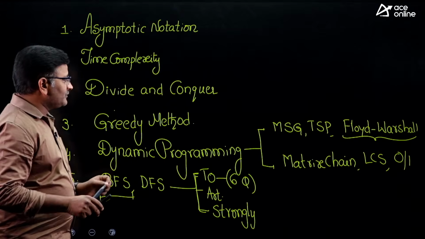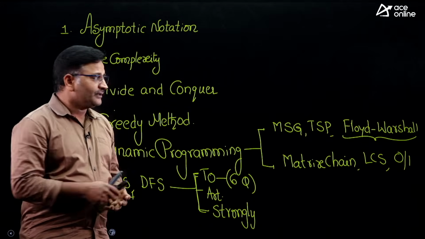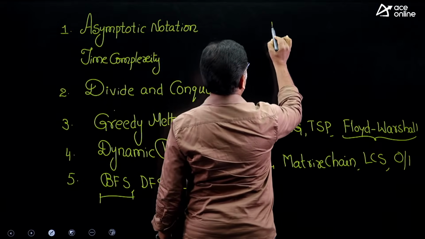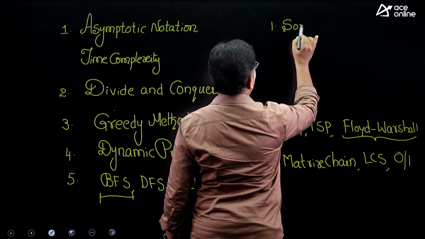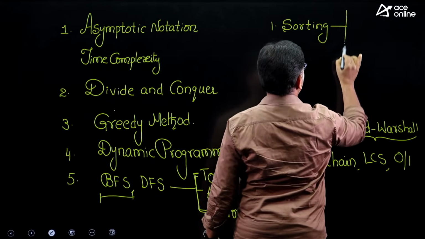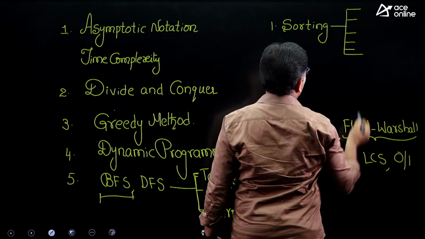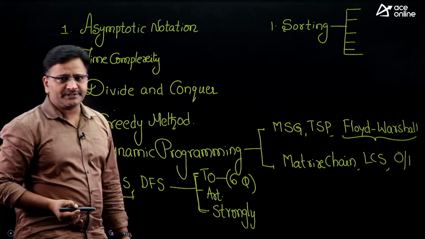I can say, suppose tomorrow is the GATE exam, then I would prefer only 3 topics, friends. The first topic is called sorting algorithms. Under sorting algorithms, we need to study all comparison based sorting algorithms. There are 2 types of algorithms: comparison based sorting algorithms and distribution based sorting algorithms.